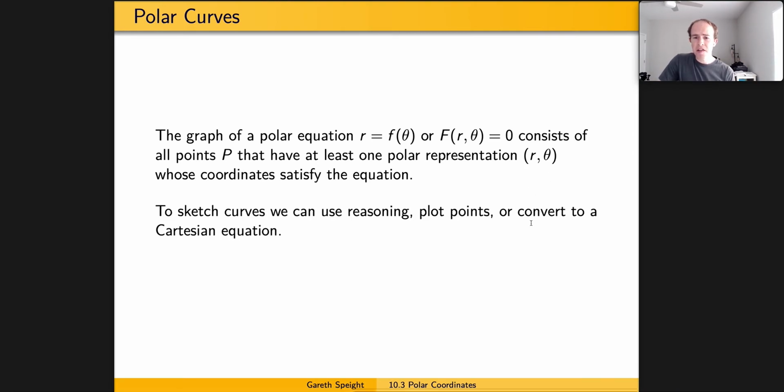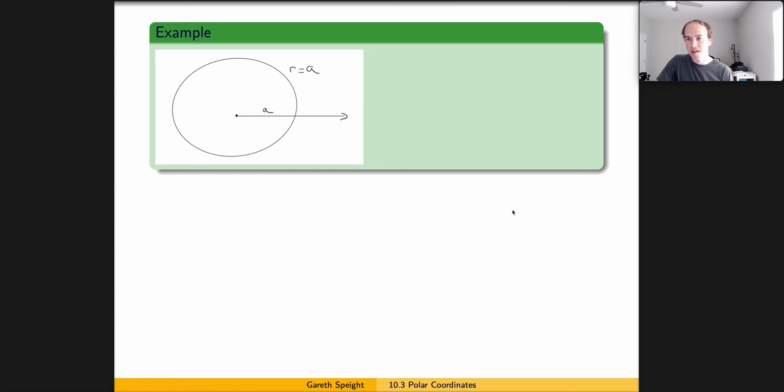So to sketch curves, much like with Cartesian curves, we can either plot points, so we can make an (r, theta) table, plot some points and then join them with a curve, or we can just use reasoning. So if r is something, that means the distance is something. What does that mean? If theta is something, what does that mean? As we'll see in a second. Or we could try to convert to a Cartesian equation using the conversion that we just talked about. So we'll see more examples of this in class.